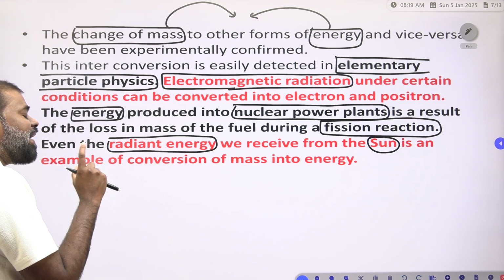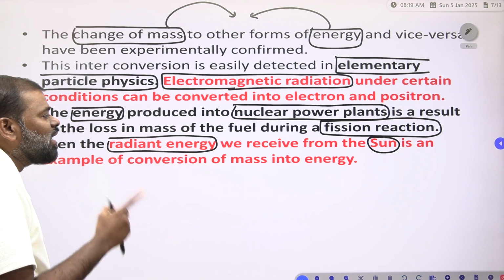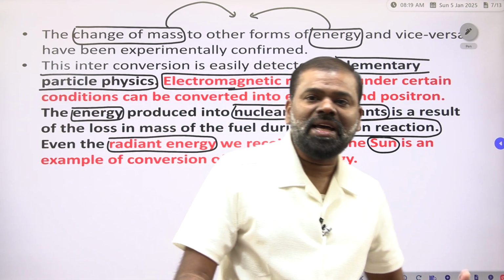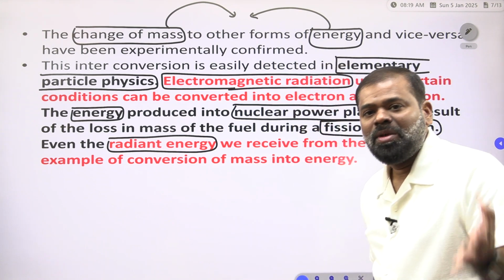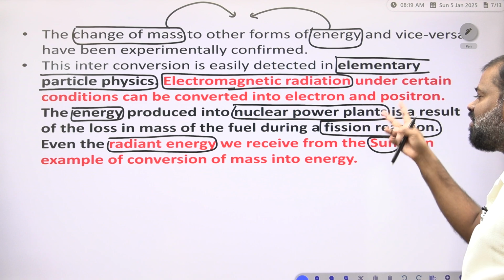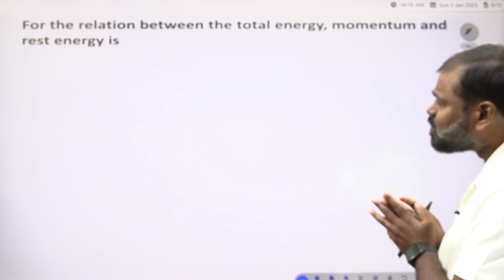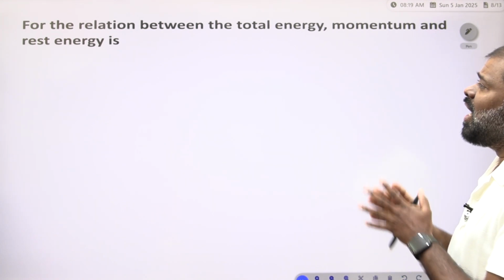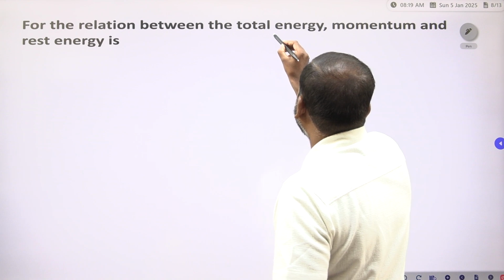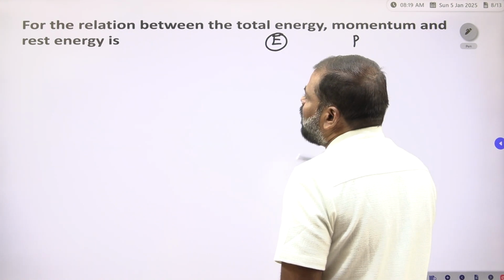How is this radiant energy created? Because of the nuclear fusion reaction, we get this radiant energy. I will teach many examples after some time, whenever they come in nuclear physics. All these phenomena will come, so remember them. Now we will see the relation between the total energy E and the momentum P. You have to take the momentum P.